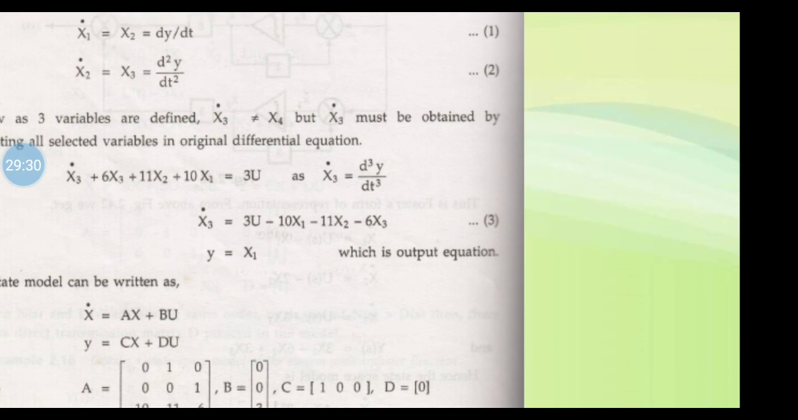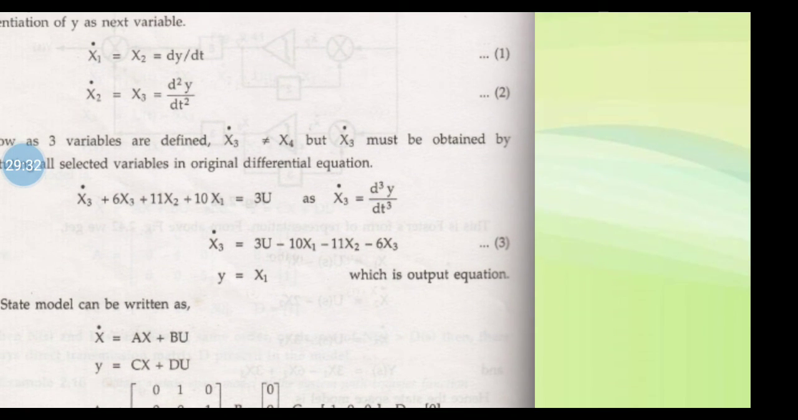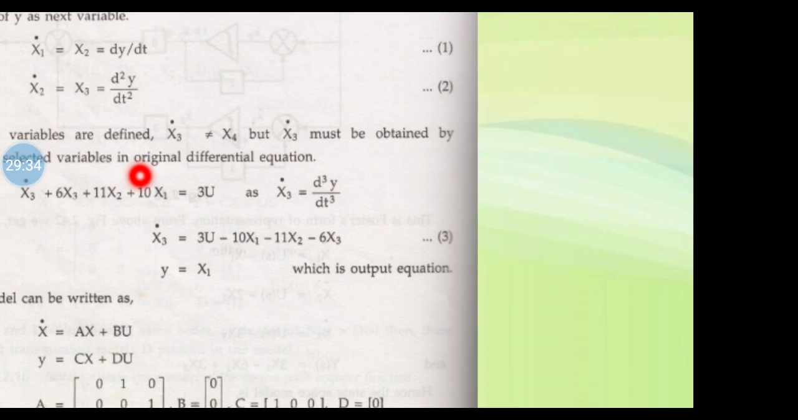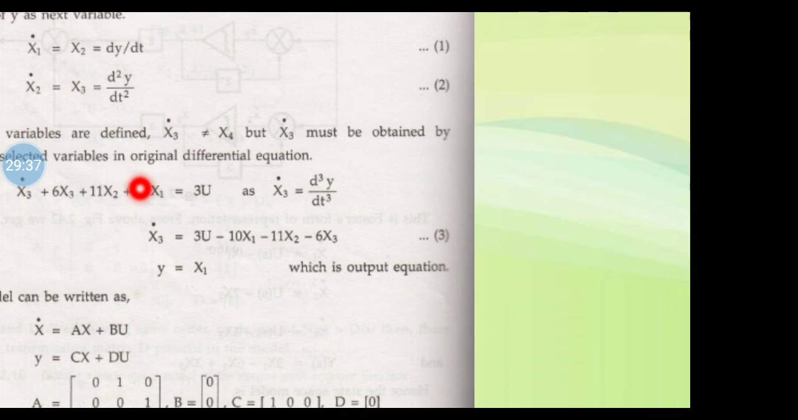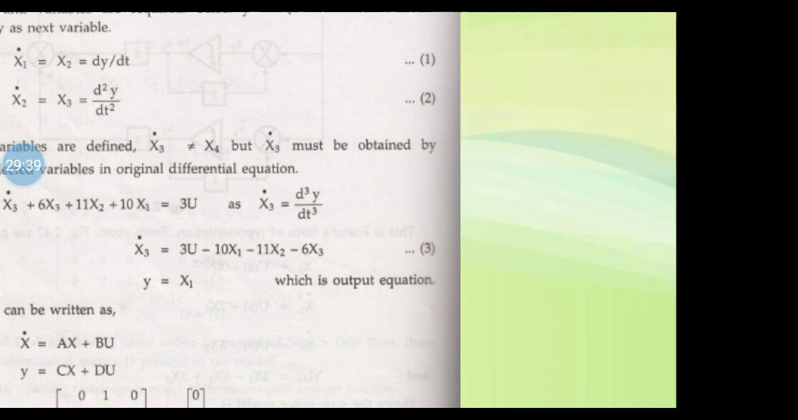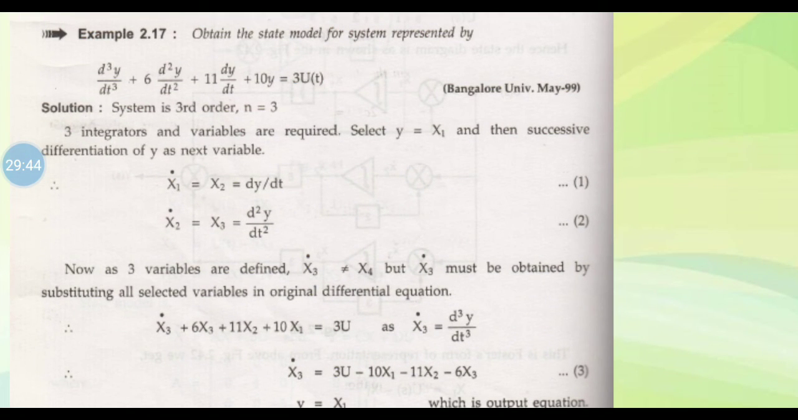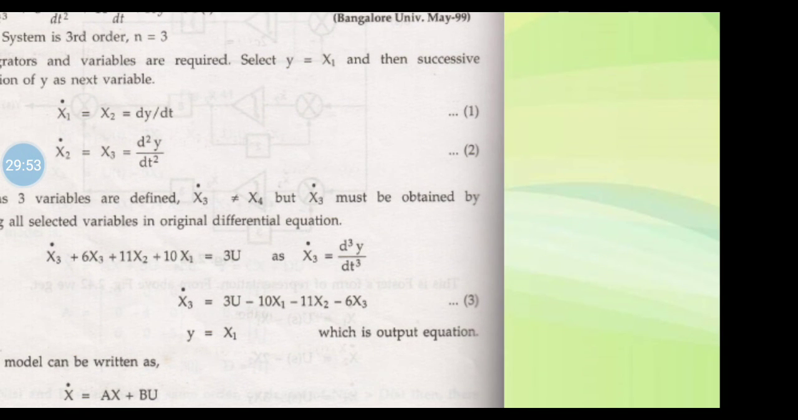Here this is the differential equation which has been written instead. d cube y by dt cube is x3 dot. Then 6 d square y by dt square is 6x3. Then 11 dy by dt is 11x2. Then plus 10y is equal to 3u of t. So 3 integrators are needed, and that has been written here as 3u. As x3 dot is d cube y by dt cube, x3 dot is equal to 3u minus 10x1 minus 11x2 minus 6x3. This is taken as equation 3.